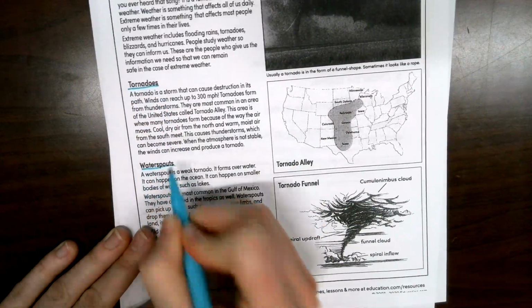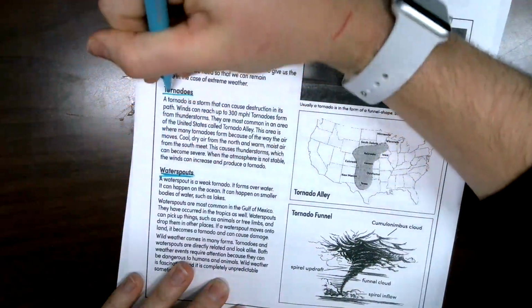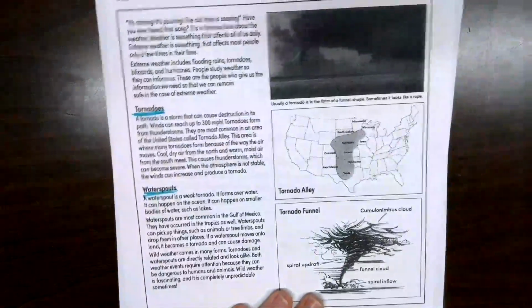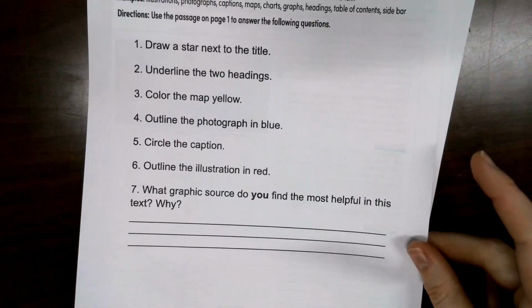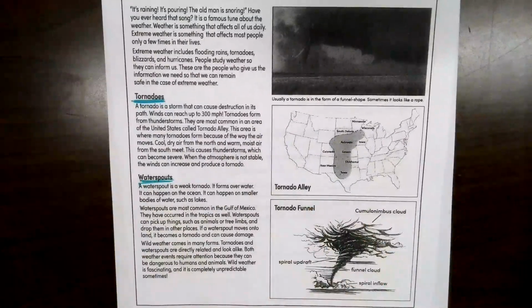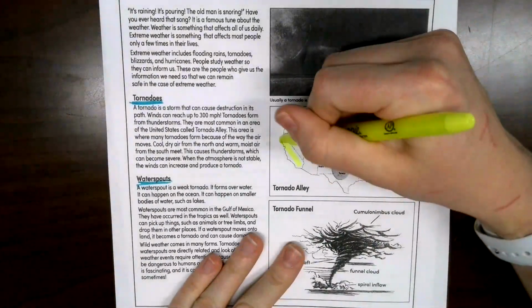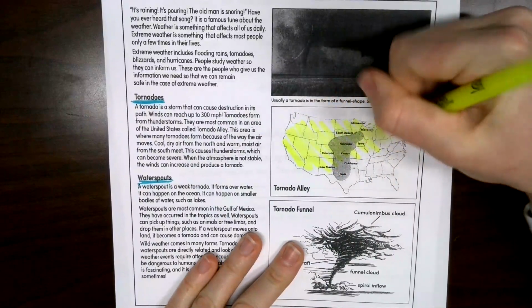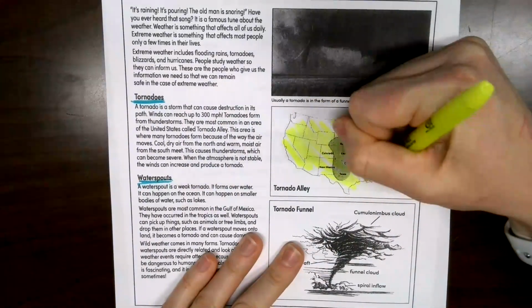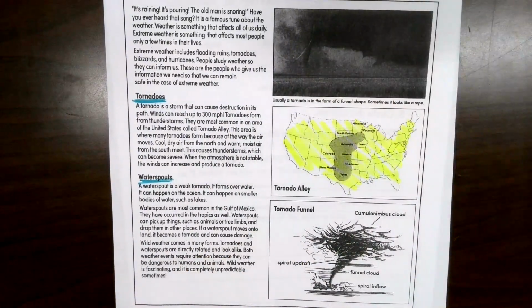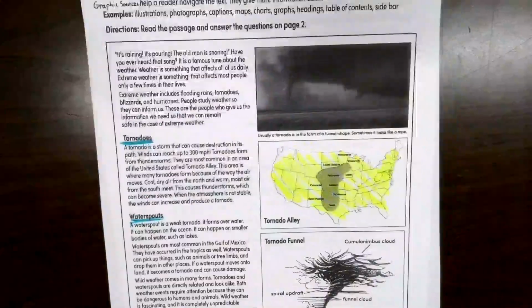Tornadoes and waterspouts. I'm trying to get it so you can see it. There. Whoa. Number 3, color the map yellow. So, get something yellow, color our map yellow. It doesn't need to be perfect, okay? See, mine's not anywhere near being perfect, but I colored it yellow.